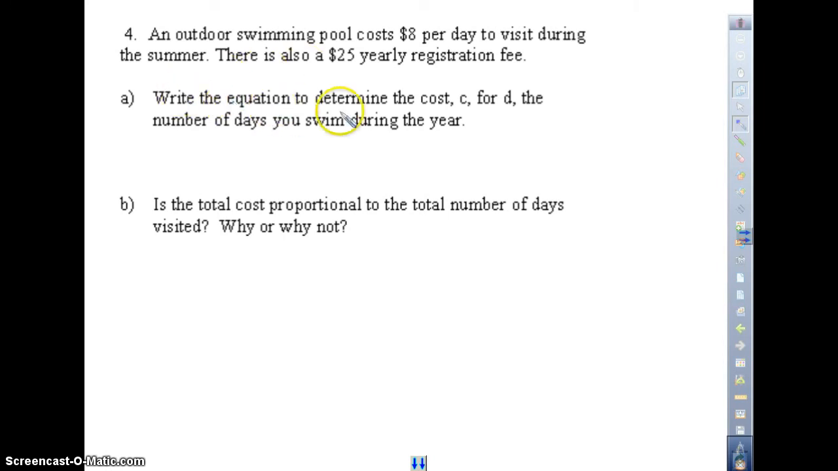So it says write an equation to determine the cost C, for D, the number of days that you swim during the year. Can we just go straight from the words and write the equation? Have we gotten to that point yet? Can we say the cost C equals what? What was your upfront fee? $25. And in addition to that, so that's your plus, it's going to cost you what? $8 a day. So do I just write 8? 8 times what?